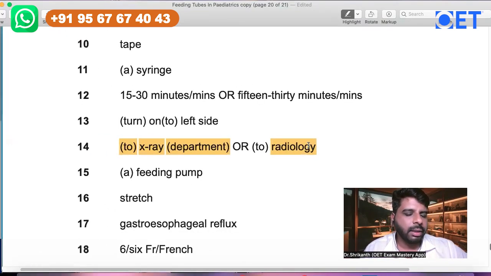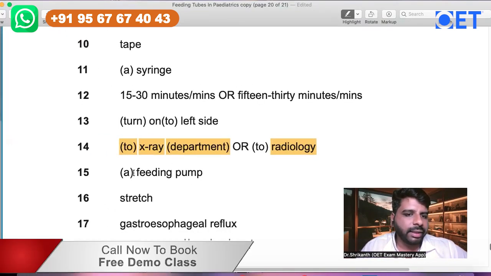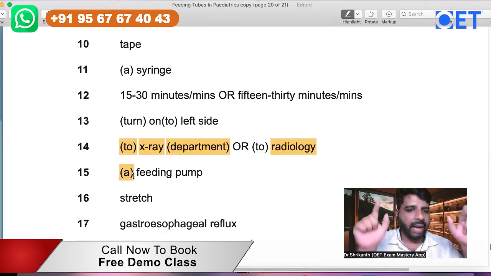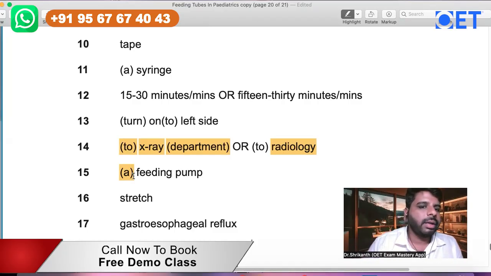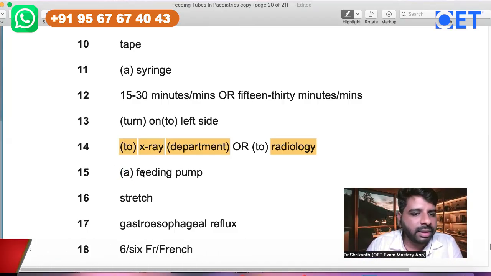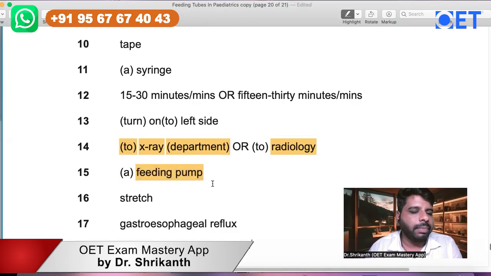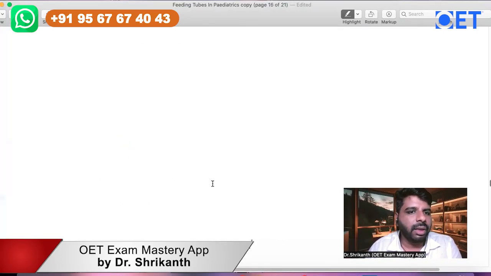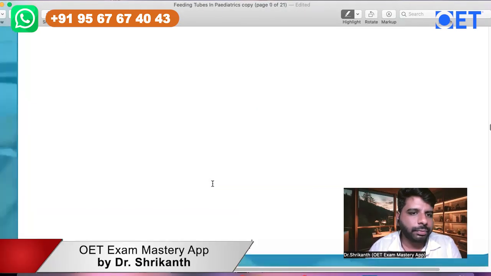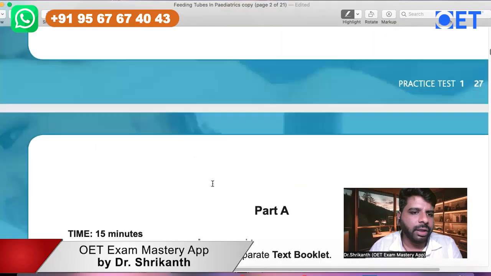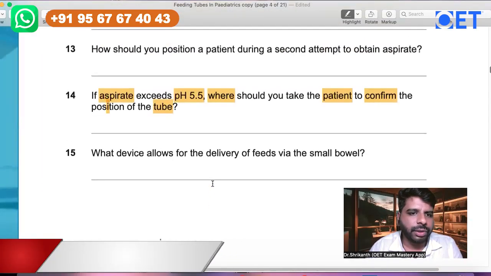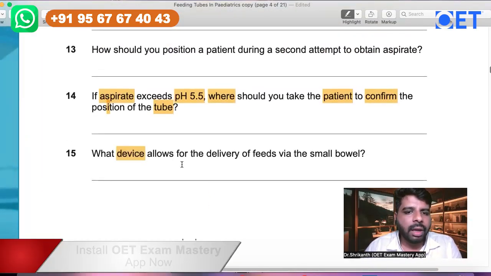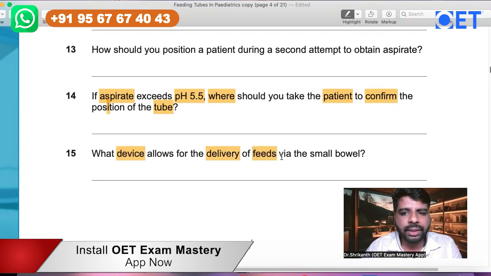Like this, you see over here, the 15th answer is feeding pump. The word in brackets is completely optional. If you want, you can write it, otherwise don't write, but feeding pump is compulsory. So now let's come to the 15th question over here, and then we will go to the fill in the blank questions. So what's the 15th question? What device allows for delivery of feeds via a small bowel?